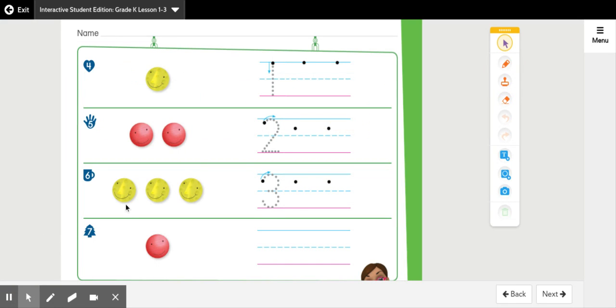Okay, now on number 4, we have to count the object and then write the number. So we see 1, and we're going to write the number 1. Let's trace the dots again. And then you have to write a 1 all by yourself. So just go straight down. And then again, straight down.